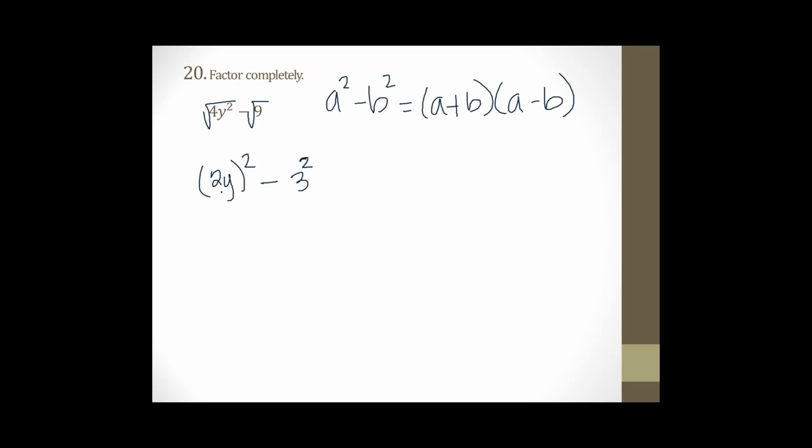So now I can see very clearly that 2y is my a and 3 is my b. So to factor this out, I would say 2y plus 3 times 2y minus 3. And I am done factoring.